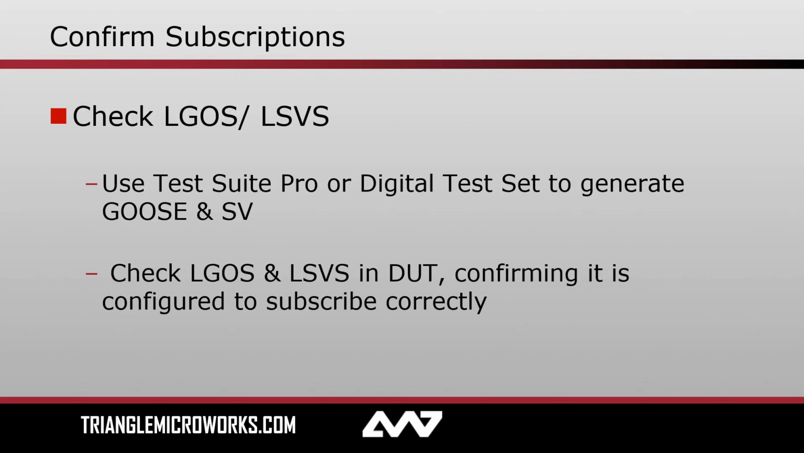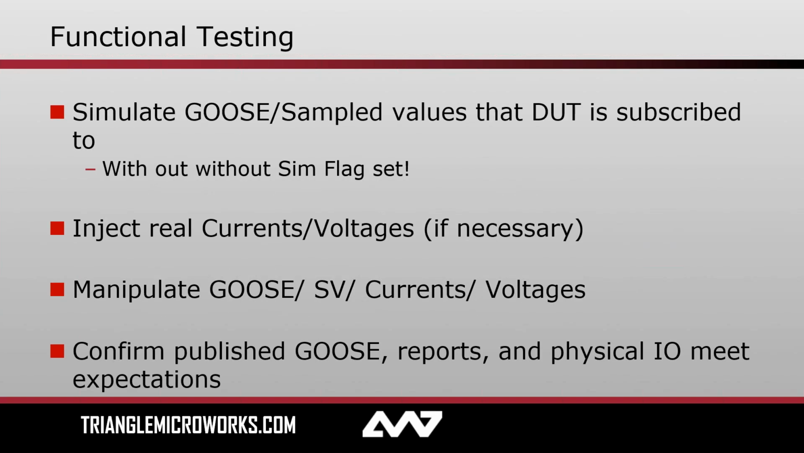messages, and the way that you tell that it can is via the LGOS or LSVS attribute on the device, as I spoke about before. So once I begin publishing those GOOSE streams, I should see LGOS update on the subscribing device. Now that we've confirmed our configuration, our ability to publish, and our ability to subscribe, we are ready to begin functional testing. So this is where we really want to make sure that the device behaves in the way that we expect as part of some larger scheme.